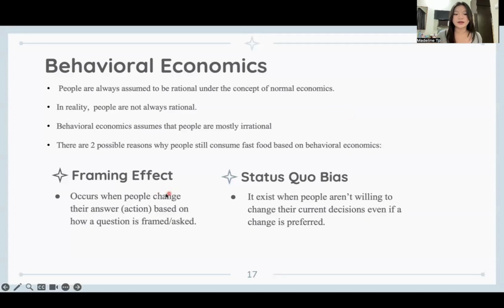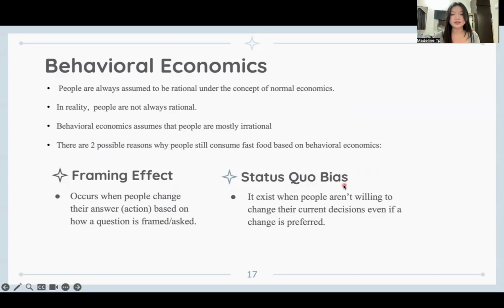Firstly, it's the framing effect. It occurs when people change their answer or action based on how a question is framed or asked. For example, sellers of fast food tend to market the positive effects of their product, which is lesser waiting time, while downplaying their negative effects, which is unhealthiness of the product.